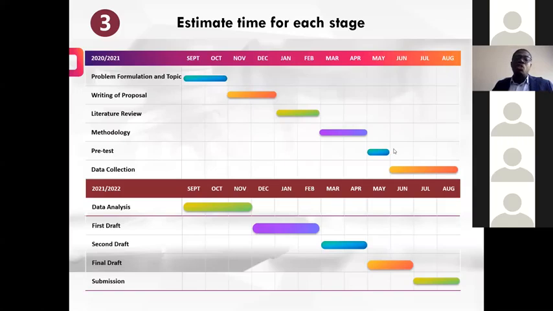And in doing so, you have to be very realistic. You don't have to assign a time that you think will not be adequate or a time that you think is just too much. You see over here, the candidate assigns 3 months for data collection. And I even think that 3 months may be short, especially in this era. So once you have come out with the schedule and estimate of time for each stage, you move on to the next stage. Please, let's move on.